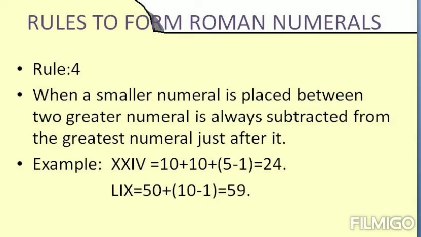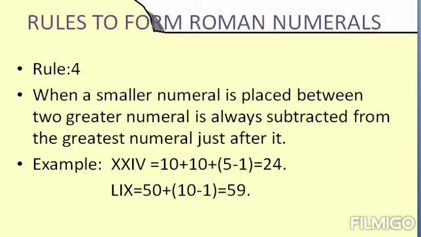Now, the rule number 4 is when a smaller numeral is placed between the two greater numerals, it is always subtracted from the greater numeral just after it. After subtracting the smaller value from the greater numeral just after it, we have to add the values with the numeral just before the smaller numeral.